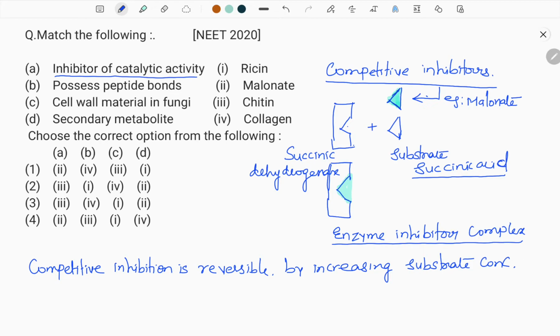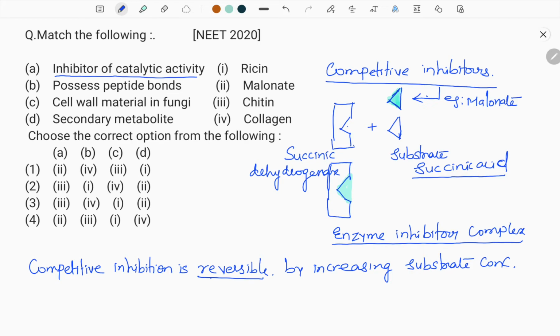That is, the malonate will be released from that enzyme and the enzyme becomes free by increasing succinic acid concentration, and succinic acid can attach to that enzyme. Enzyme substrate complex is formed, and then the bond making will take place. Ultimately, succinic acid will convert into fumaric acid. So that is reversible. Do remember that.